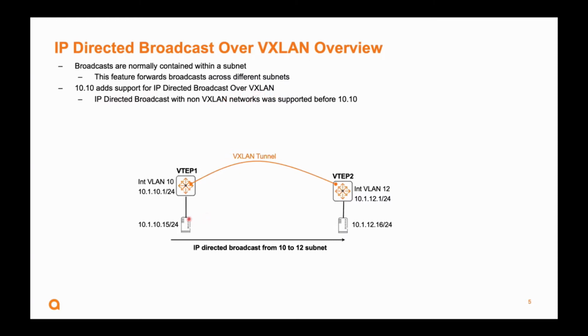What does this mean? Basically, you can see here on the left, I have a source device on a 10 subnet, and I have a destination device on a 12 subnet, and they're connected with a VXLAN tunnel. So if you do not enable IP-directed broadcast over VXLAN, if this host sends a broadcast to 12 subnet, the VTAP1 will not forward it. Okay? And this host will not receive it. But when you enable IP-directed broadcast over VXLAN, when 10.1.10.15 sends a broadcast to the 12 subnet, this device will see it, will actually receive it. So that's the main point of this feature.